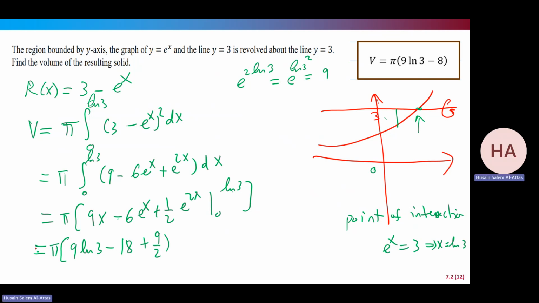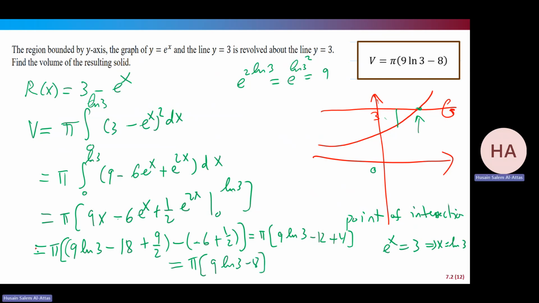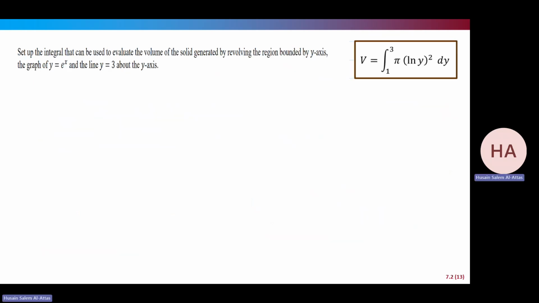Okay, this is the first one. Minus, when I substitute the 0, 9 times 0 is 0, e to the power 0 is 1. Be careful, that will be minus 6 plus half. Now let me finish the calculation. I have 9 ln 3, then minus 18 plus 6, that is minus 12. I have 9 over 2 minus half, that will be plus 4. So the answer is pi times 9 ln 3 minus 8, which is positive. Yes, volume should always be positive.